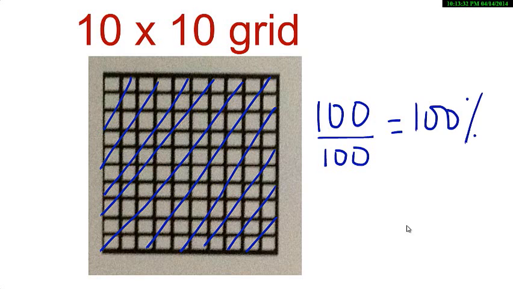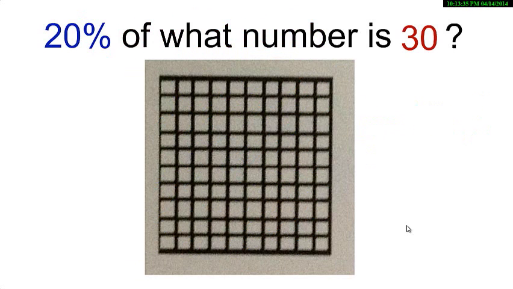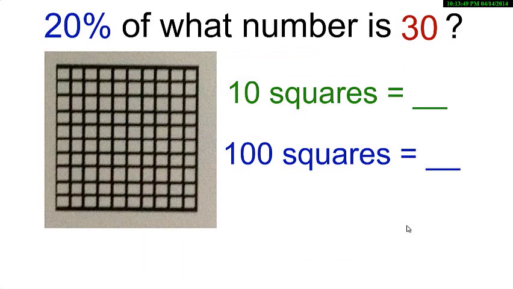Let us consider the following problem. 20% of what number is 30? Shade your 10 by 10 grid to represent 20%. Yes, you will shade 20 squares. So right here I have shaded 20 squares. I know that 20 squares or 20% is equal to 30. Therefore, 10 squares is nothing but 15. Isn't it 30 divided by 2 that gives me 15?